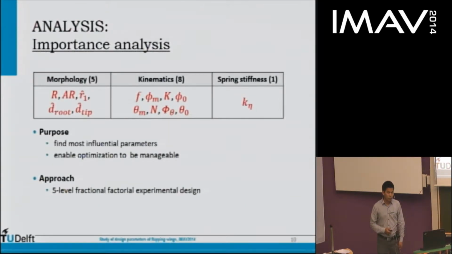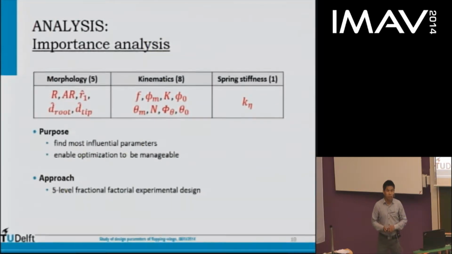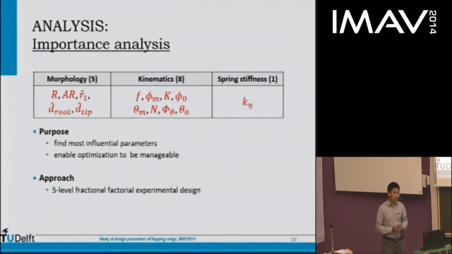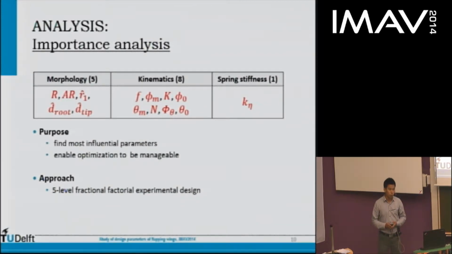So now we have 5 morphological parameters and 8 kinematic parameters, as well as 1 spring stiffness. The method we use to study these parameters is optimization, to get an optimal combination of kinematic and morphological parameters. But it's not trivial to study all these parameters in an optimization model. What we do here is to use importance analysis to find the most influential parameters and to get rid of the less important parameters temporarily, to make the optimization more manageable.